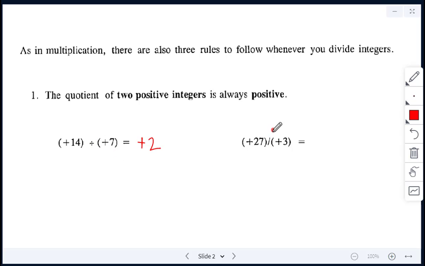Next, notice here we have the division symbol. Here we have the slash, which also means division. It's the same thing as if we wrote it as 27 divided by 3. So we have positive 27 divided by positive 3, and my answer will be positive 9. So dividing 2 positive integers, our answer is always positive.